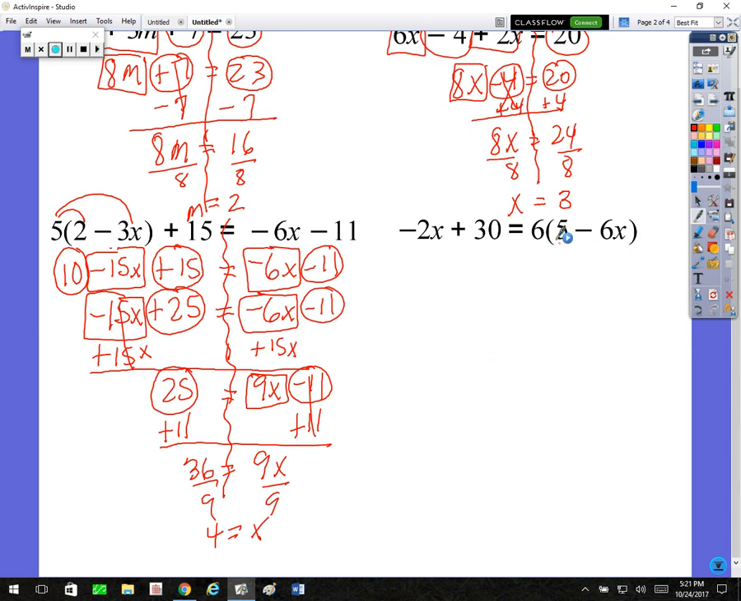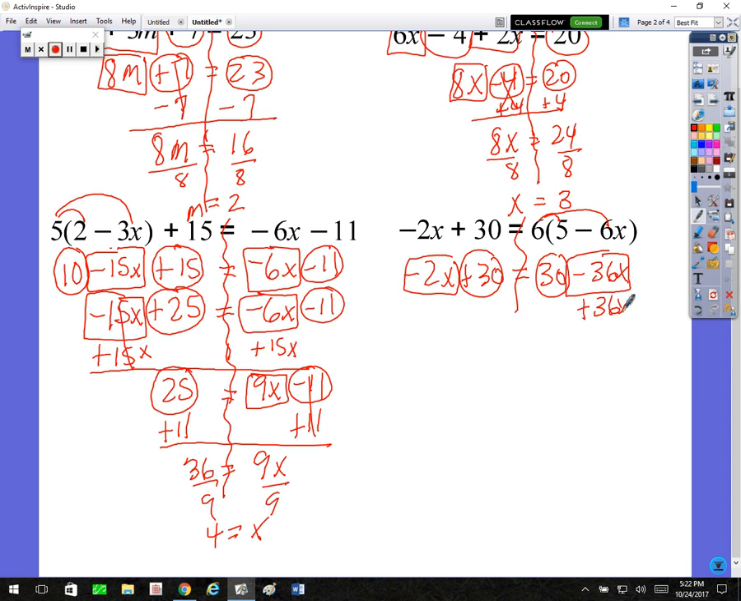Now my parentheses are on the right side, but guess what? It's the same thing. You're still going to clear using distributive property. Okay, so negative 2x plus 30 equals 30 minus 36x. All right, so now the parentheses are gone. So box, circle, circle, box. All right, so now we can do a little combining. Now again here, negative 36, that number is smaller than negative 2, so I'm going to move that one to the right side. I'm sorry, to the left side, excuse me. This is going to go away. I'm going to have 30.